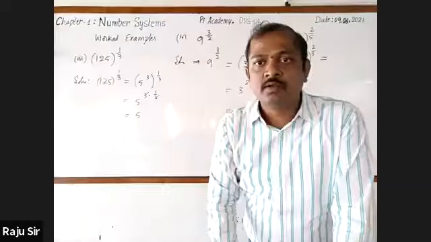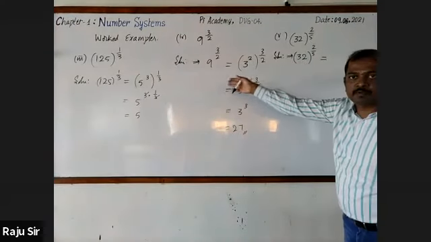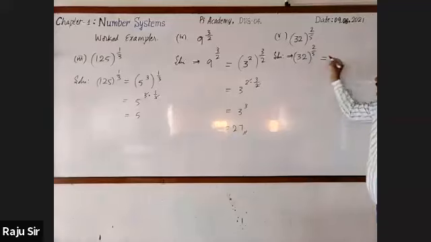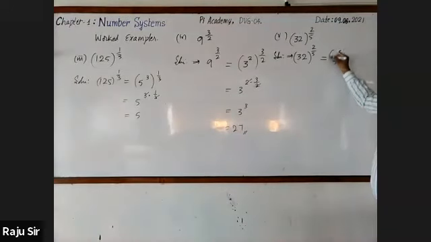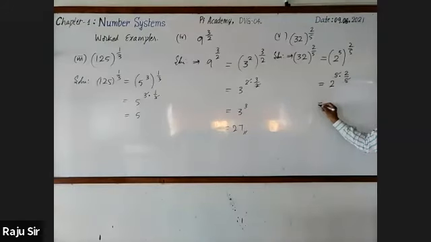Sir, 2 raised to the power of 5. Very good. Just in the previous problems we have come across this. 32 can be written as 2 raised to the power 5, all raised to the power 2 by 5. This is equal to 2 raised to the power of 5 into 2 by 5. 5 and 5 get cancelled. 2 raised to the power 2 is 4. That's all. Very good.